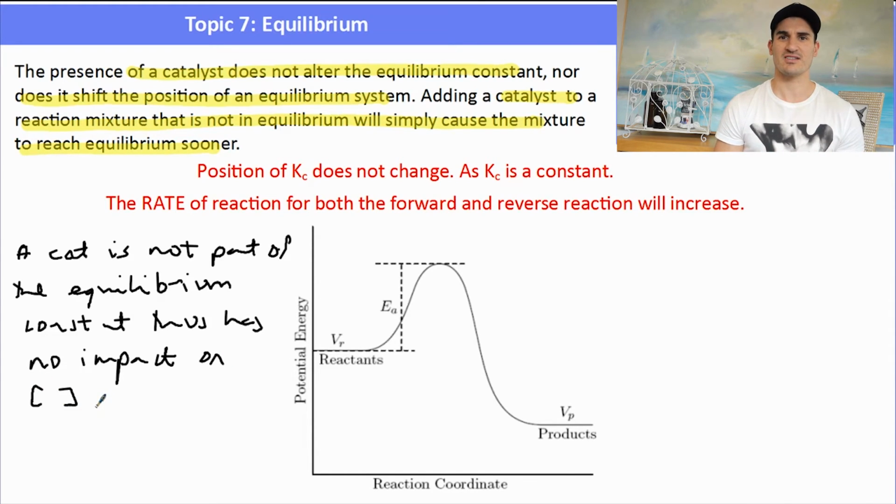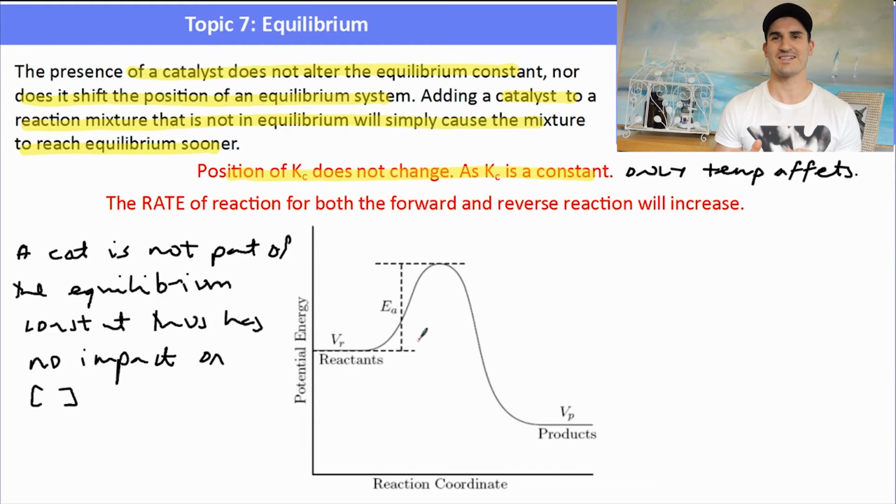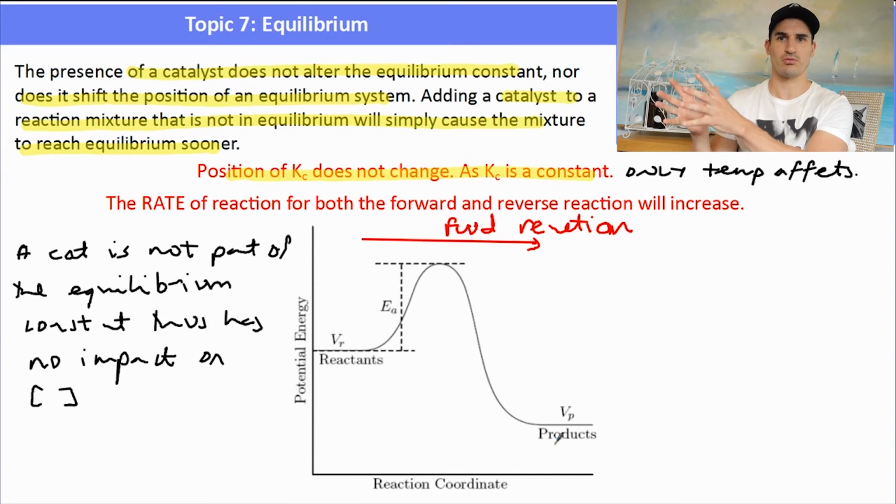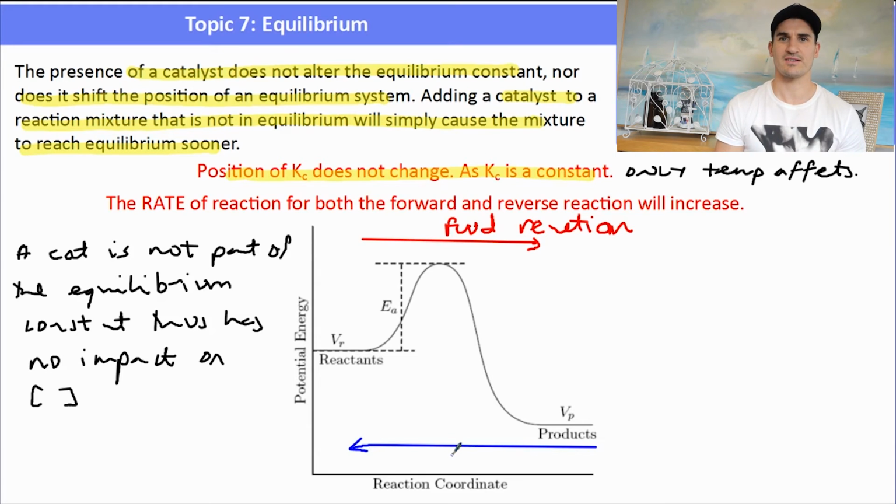If we do have a catalyst that is required for a reaction, it will affect both the rate of the forward and the reverse reaction. So a catalyst helps to reduce the activation energy of both the forward and the reverse reaction. Remember that the only thing that can change the Kc value is a change in temperature. So here we have an energy profile diagram. If we're talking about the forward reaction, we're talking about it going from reactants to products. And if we're talking about the reverse reaction, we're talking about the products turning into the reactants.